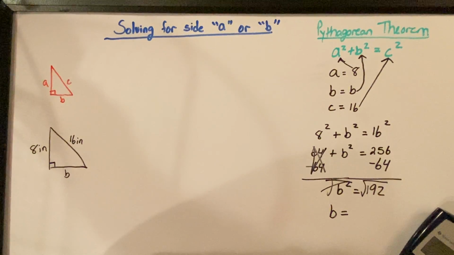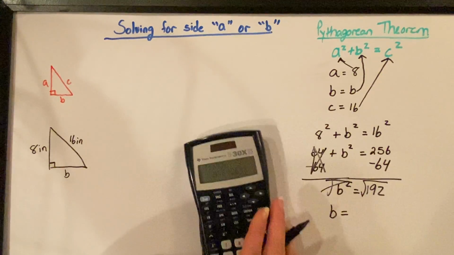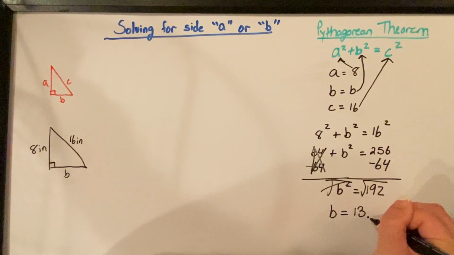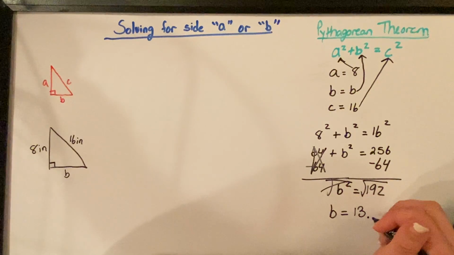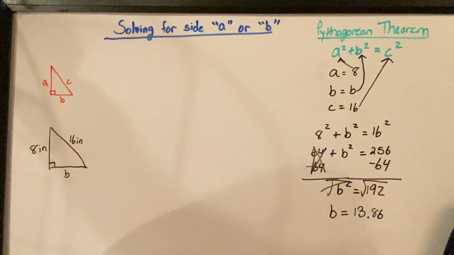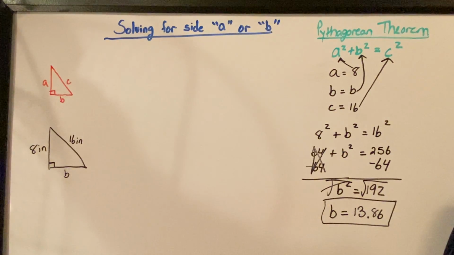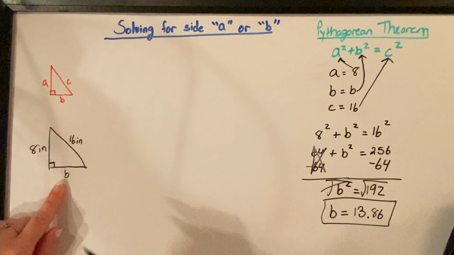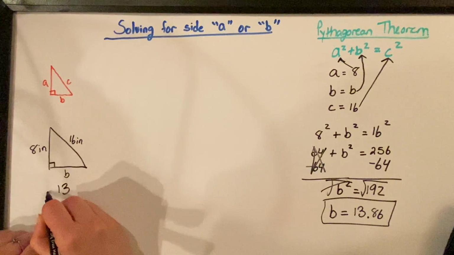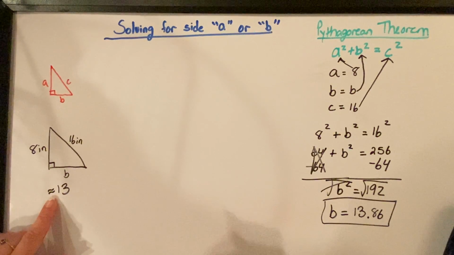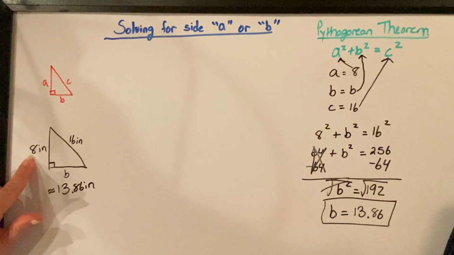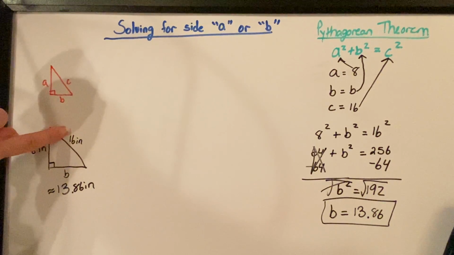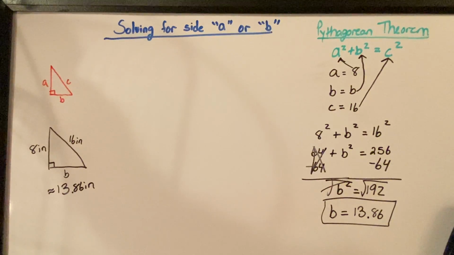Use your calculator, square root of 192. I'm left with 13 point, and then here you're going to have to do a special rounding. This 6 will bump up that 5, so this will be about 13.86. When I squiggle equal signs, that means approximately or about 13.86 inches. So when I have a side that's 8 inches, and another side, the hypotenuse, that's 16 inches, then the other leg will be 13.86 inches.